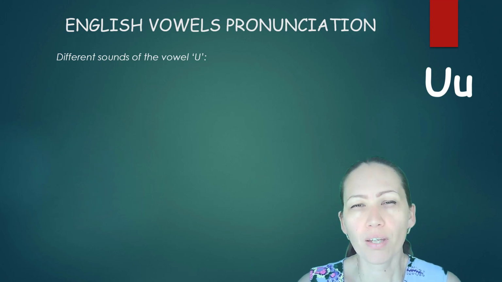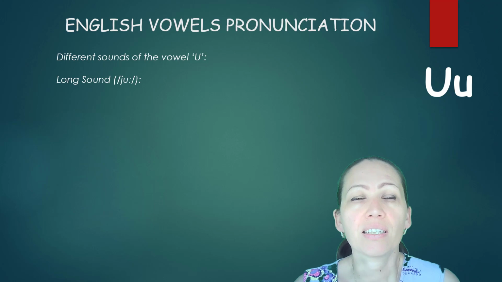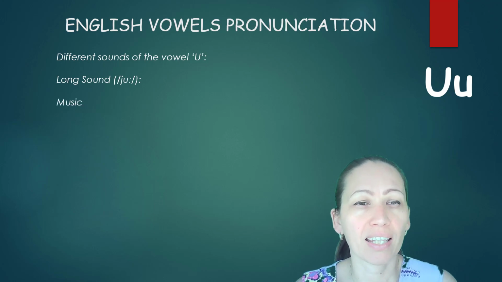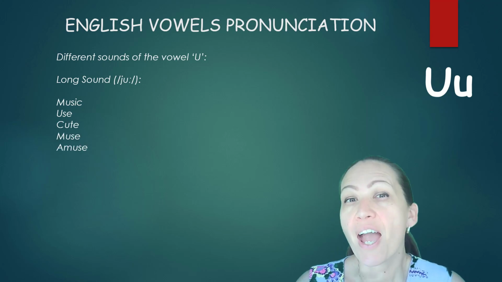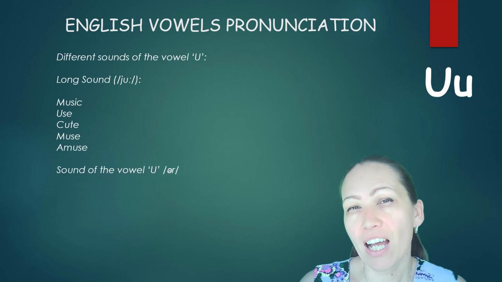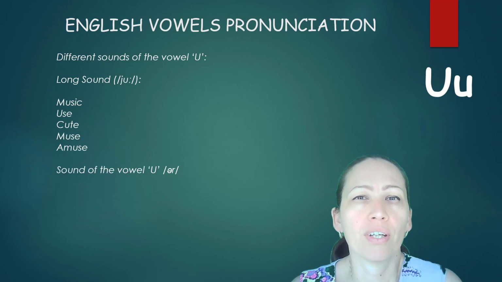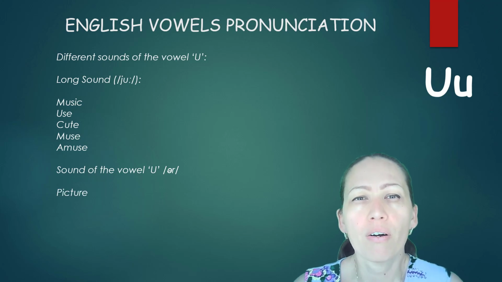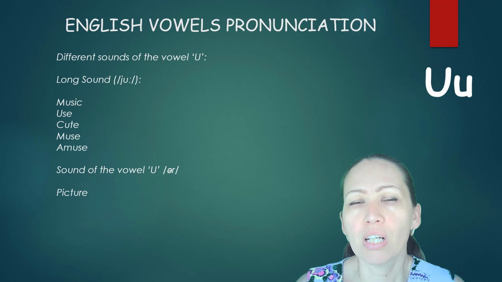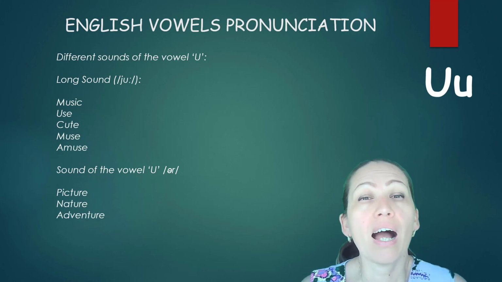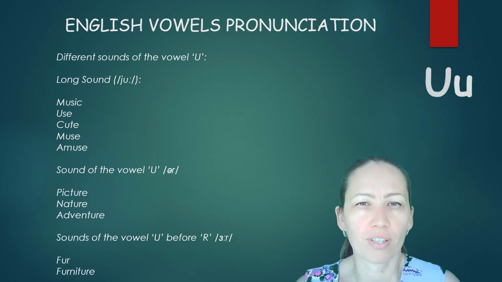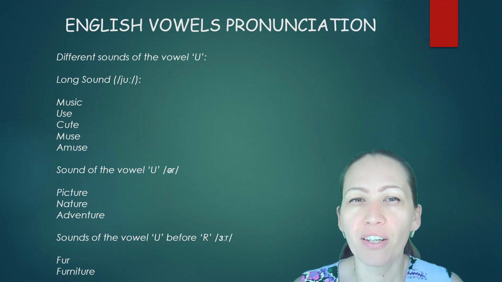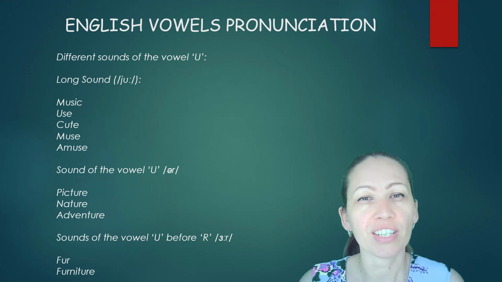The third sound that the vowel U makes is a long sound U, like in music, use, cute, muse, amuse. The fourth sound of the vowel U is when it's followed by RE, for example, picture, nature, or adventure. However, if the vowel U is followed only by R, it will make the sound like in infer or furniture.